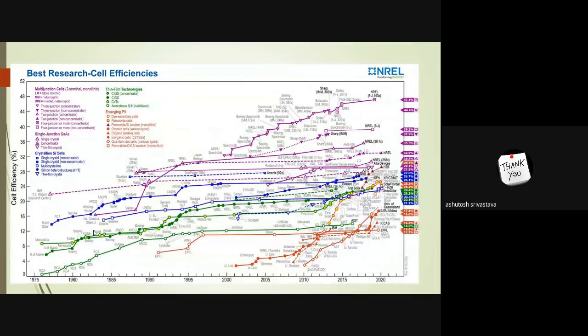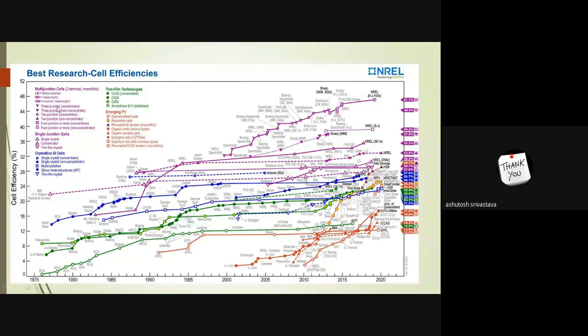This is the yearly chart from NREL, the National Renewable Energy Laboratory. It is a lab in the energy department of the US. Every year they show how solar cell efficiency is moving. We can see a very recent one, from 2020, I think from the month of October or September. So this is the efficiency chart.